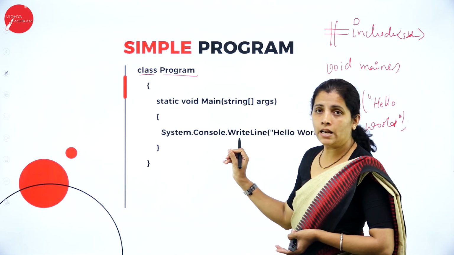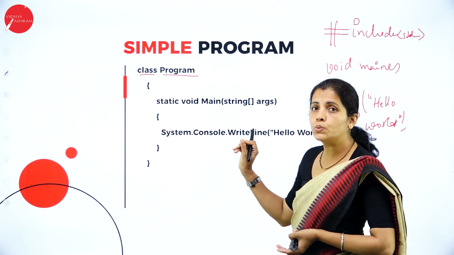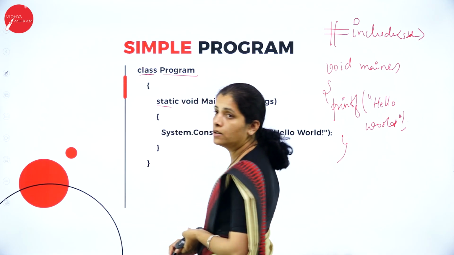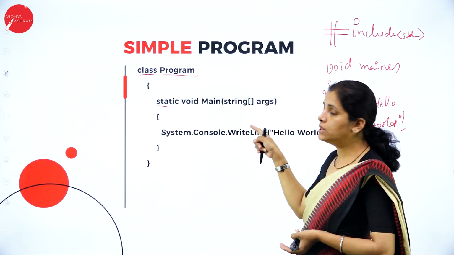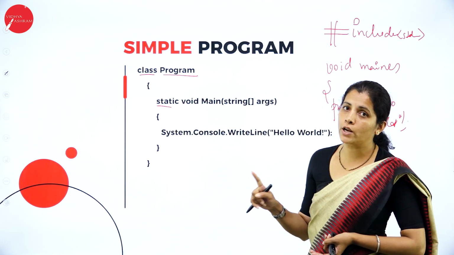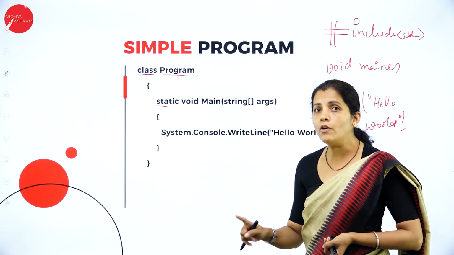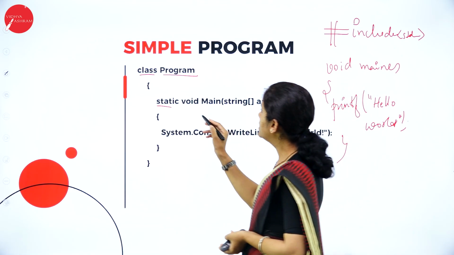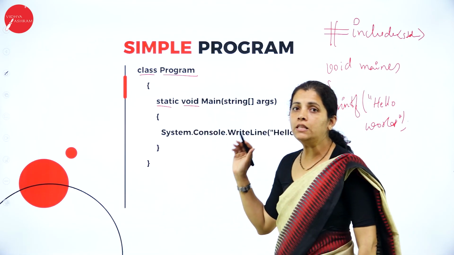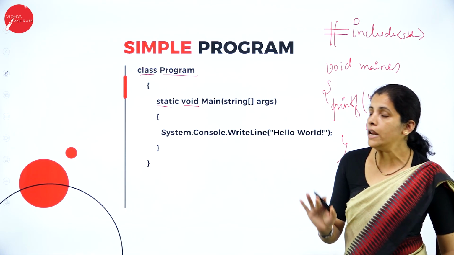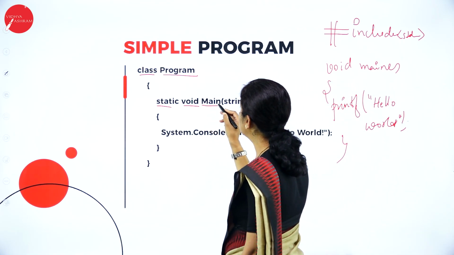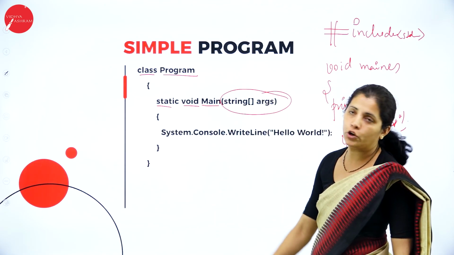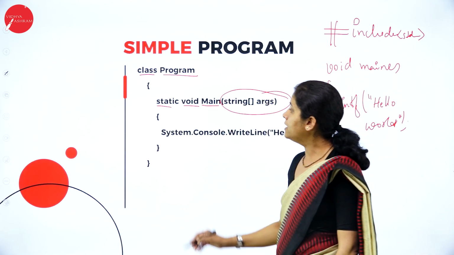Now see here, C# is a case sensitive programming language. Certain keywords start with an uppercase letter. So static. Why is it static? To invoke this main function, I do not require an object. Without an object, I'm going to invoke this main function. Then void. Void means this main function does not return any value. And main is nothing but the method. And this is my command line argument.